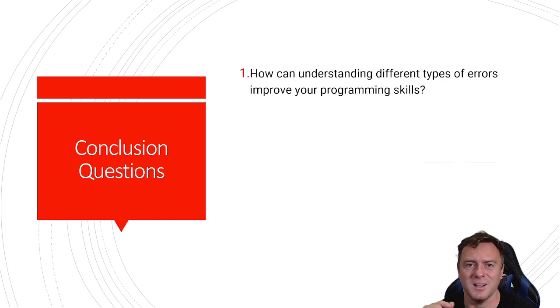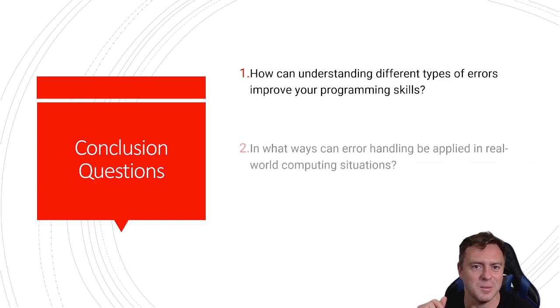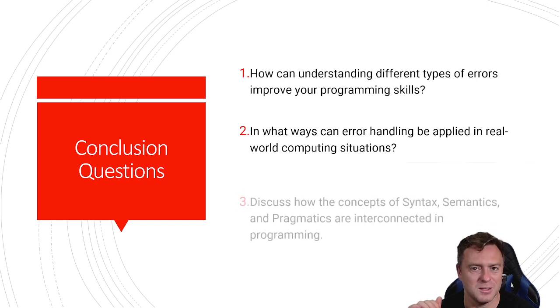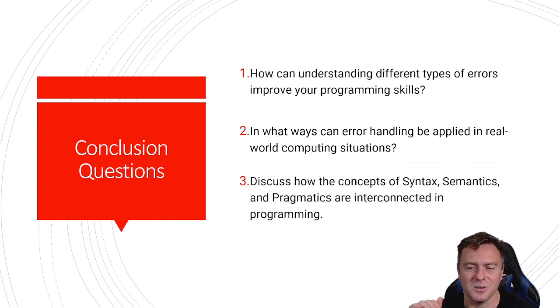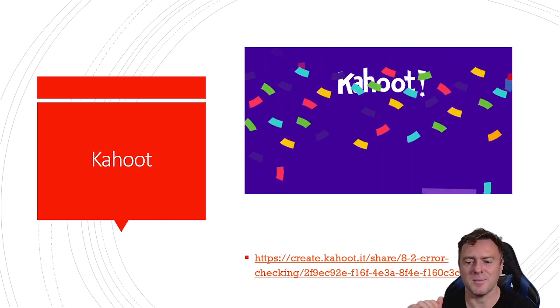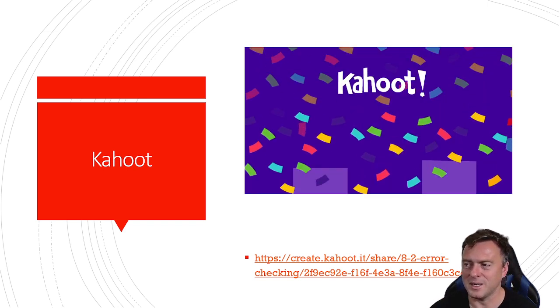So some conclusion questions. How can your understanding of different types of errors improve your programming skills? In what way can error handling be applied to real-world computing situations? And discuss how the concepts of syntax, semantics, and pragmatics are interconnected inside of programming. There's a little Kahoot online. Hopefully that will help you understand and get a little bit deeper into this.